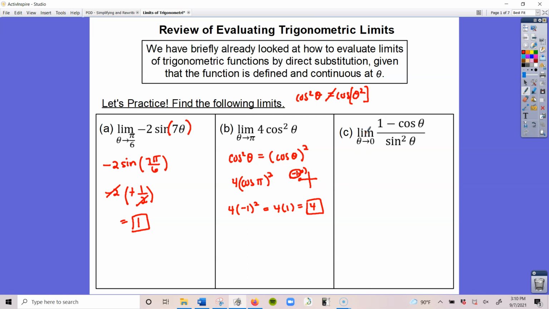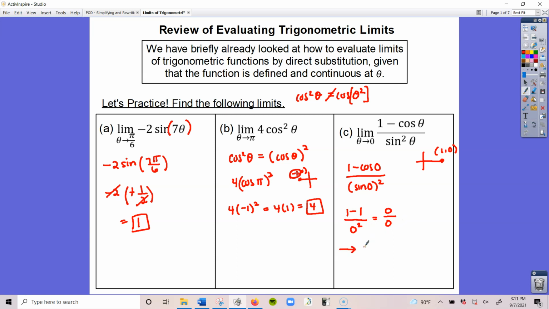Last one here, we have the limit as theta is approaching 0 of 1 minus cosine theta over sine squared theta. So let's plug in 0. We would get 1 minus cosine of 0 over sine of 0 squared. Now here's 0. This is the coordinate 1, 0. So remember, the x is cosine, the y is sine. So 1 minus the cosine of 0, which is 1, all over the sine of 0, which is 0, squared. This leaves me with 0 over 0.